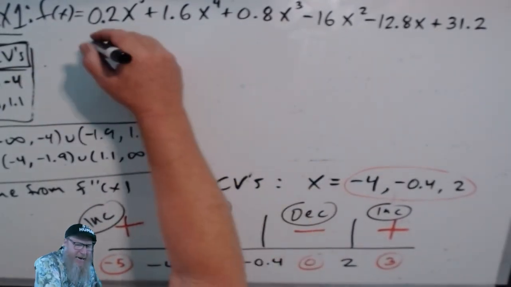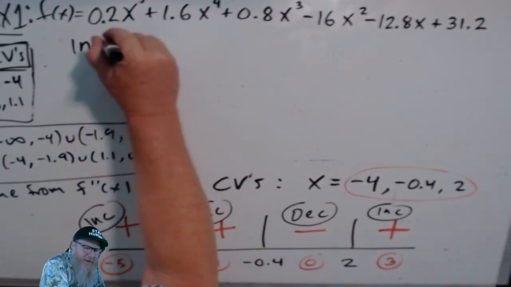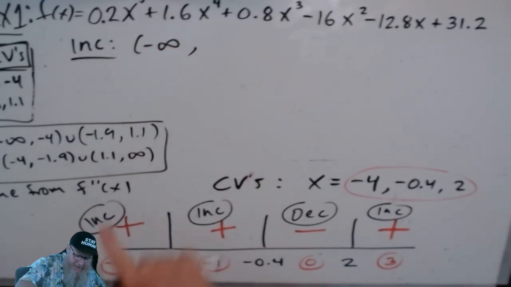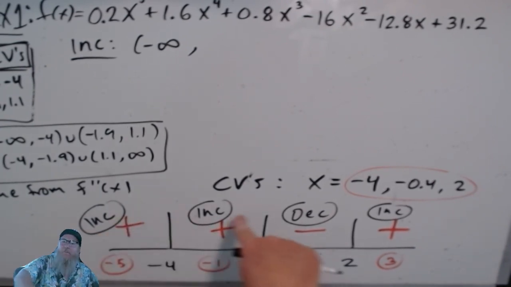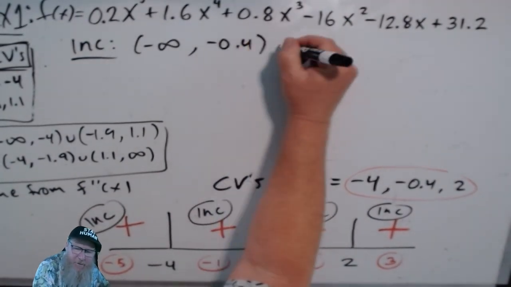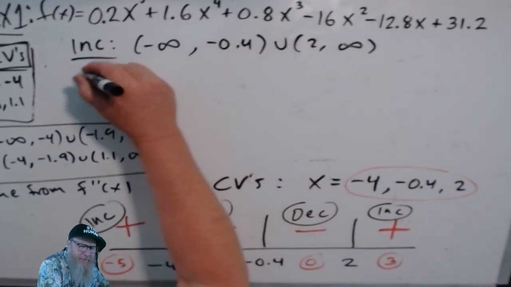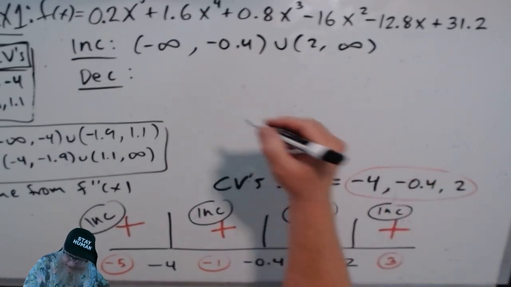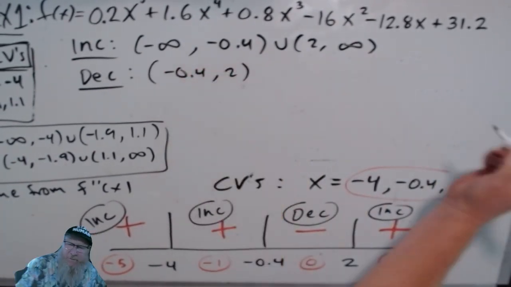So we have, let's see, increasing from -infinity to -4, and then from -4 to -0.4. So we just scoot right past that. This is all increasing, and we stop at -0.4. And then it's increasing again from 2 to infinity. It's decreasing only in one region, from -0.4 to 2.